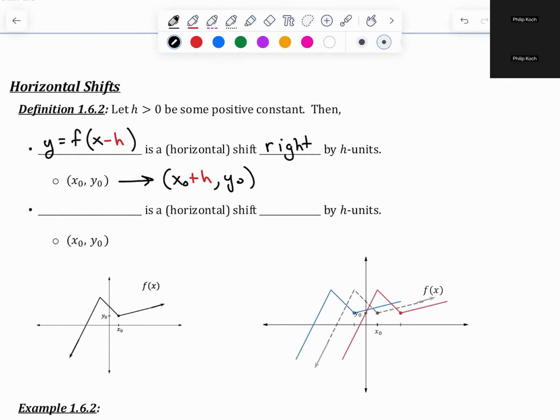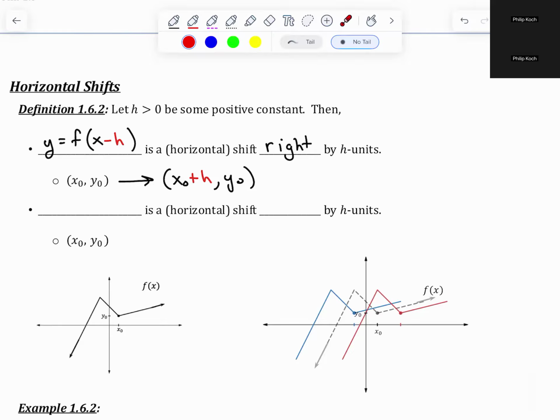That looks weird. I will tell you, and this is a mantra you need to accept: the horizontal stuff is the opposite of what you'd think it would be. Horizontal stuff, opposite. Vertical stuff, very nice. So notice that it's x minus h, and now it's x0 plus h. And we'll explain that in just a moment.